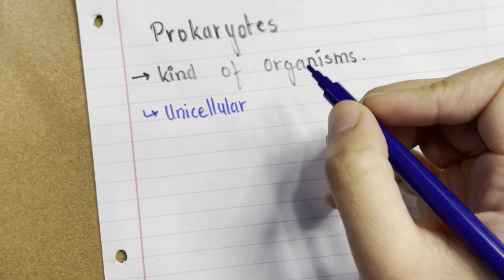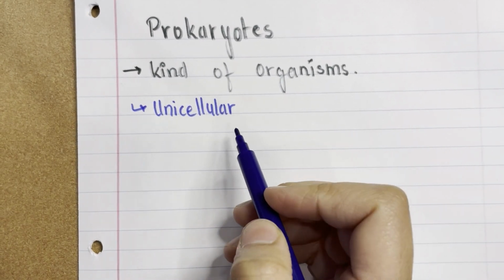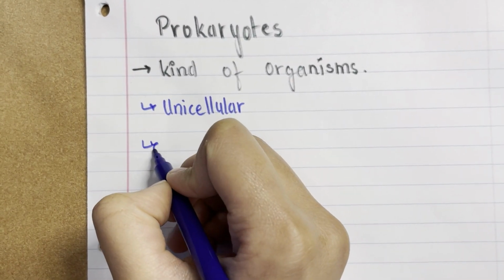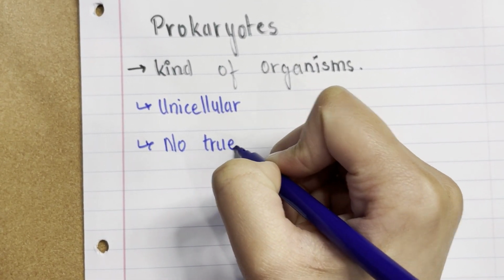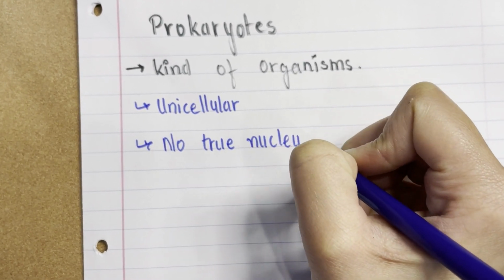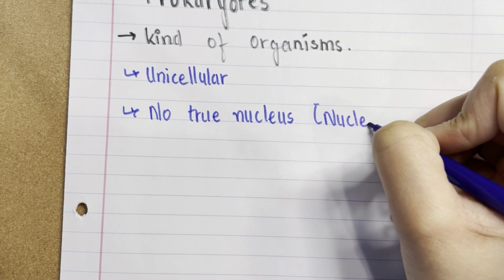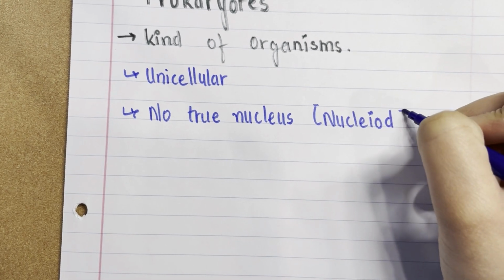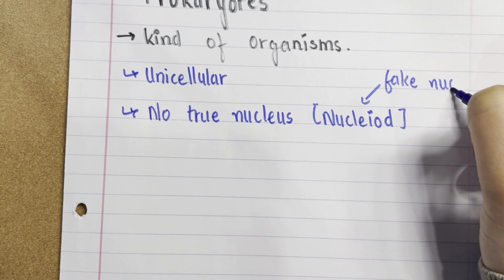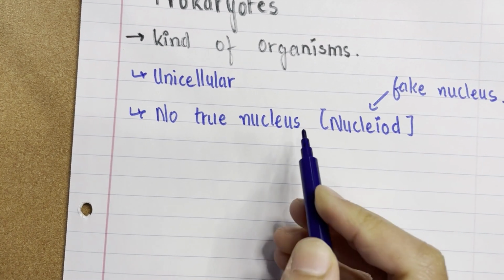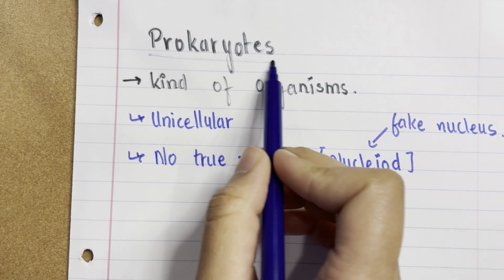Well, let's just understand what prokaryotes as an organism means. So they are unicellular, but they also don't have a nucleus. No true nucleus. They have a nucleoid, but it is like a fake nucleus. So this is one of the very important things that characterizes a prokaryote.